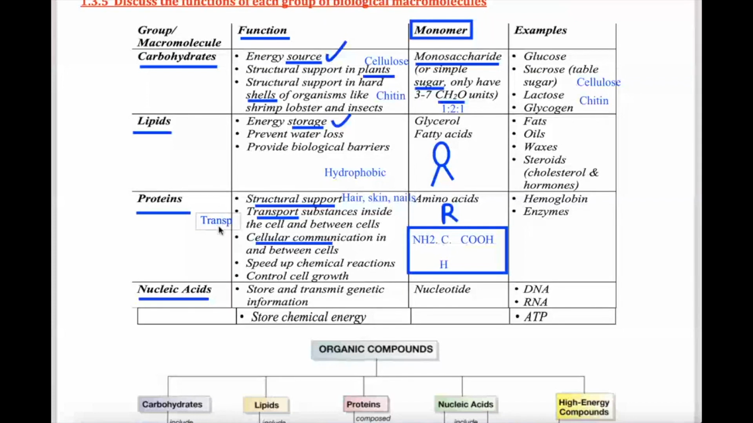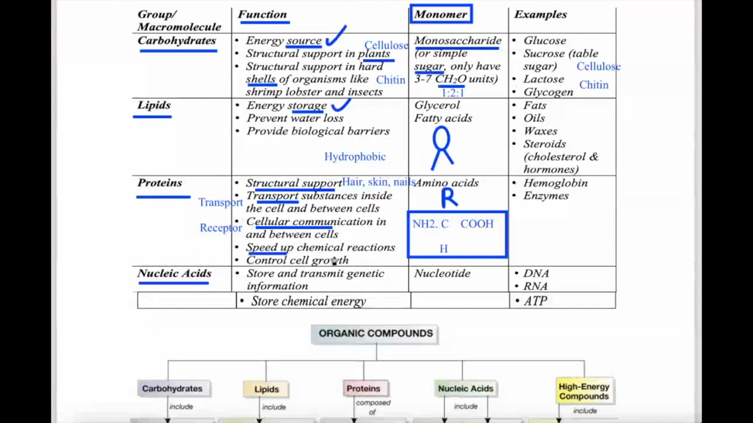We studied the types of proteins, that is transport protein. So transport proteins help in the transfer of molecules. And cellular receptor proteins, which help in cellular communication. They speed up the chemical reactions. So who speeds up the chemical reaction? Enzymes. Very good. So we write over here, enzymes speed up the chemical reaction.